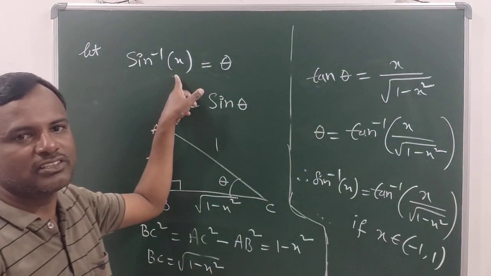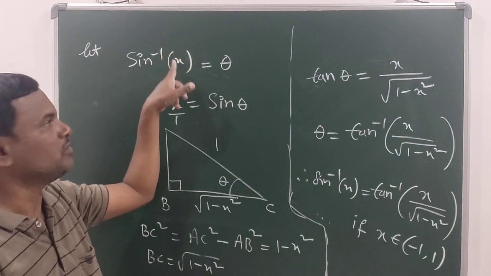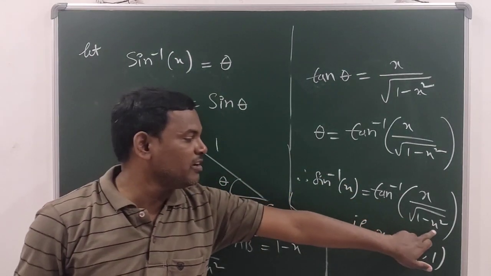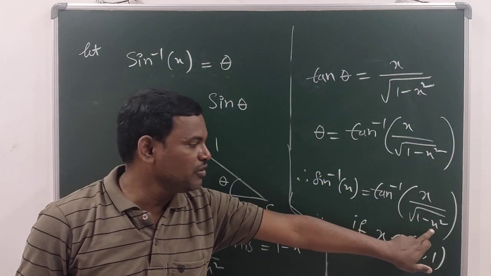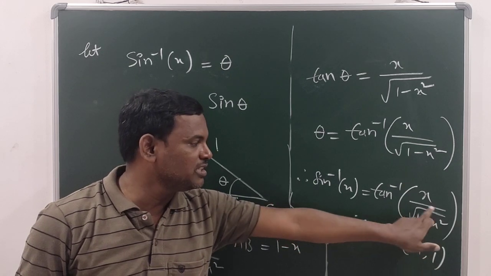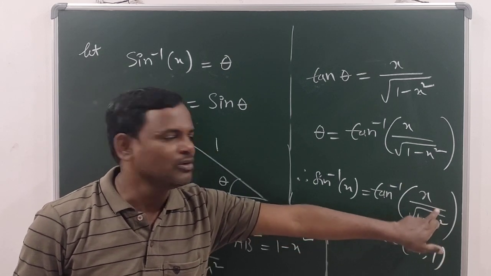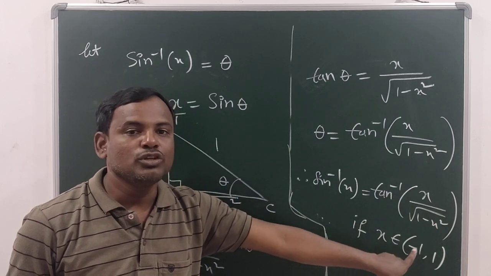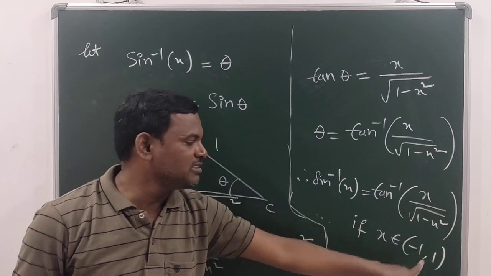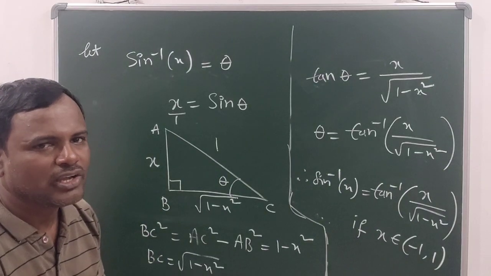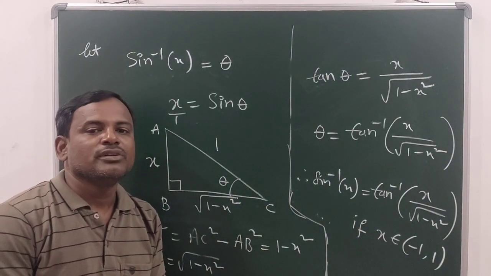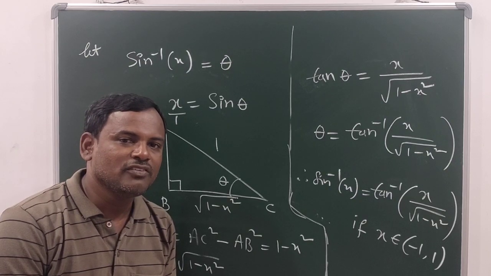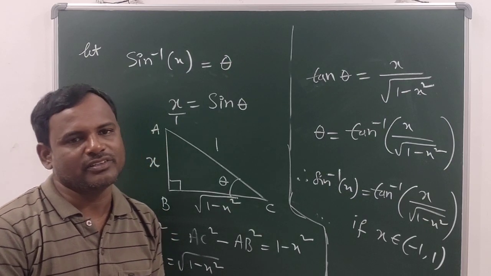Here, the domain of sine inverse of x, x will take -1 to 1. But here -1 and 1 are not allowed, because if you take x equal to 1 and -1, this denominator is getting 0. Some number by 0 is not defined. Hence, x should be more than -1 and less than 1. Okay. So now we have expressed sine inverse of x in terms of cos inverse and tan inverse.